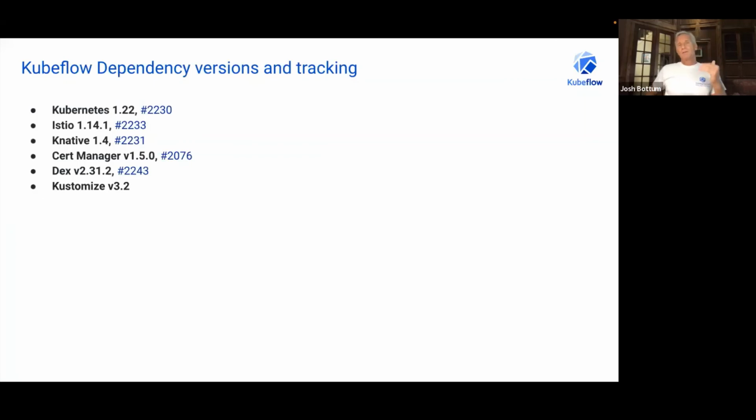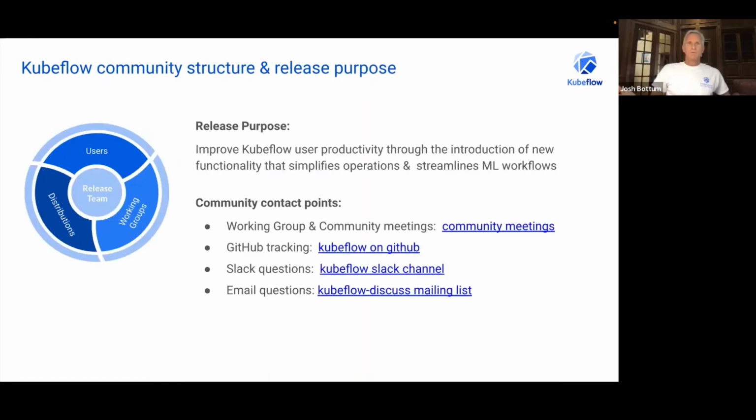Just a reminder that this is Kubernetes based. So we're running Kubernetes 1.22 right now with Kubeflow 1.6. You need to be able to run Istio, Knative, Cert Manager, Dex, Kustomize. And as we come out with releases, the releases bundle all this software together. Our idea is to introduce new functionality that simplifies operations and streamlines ML workflows.